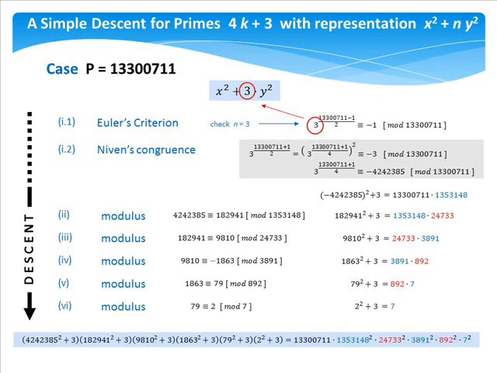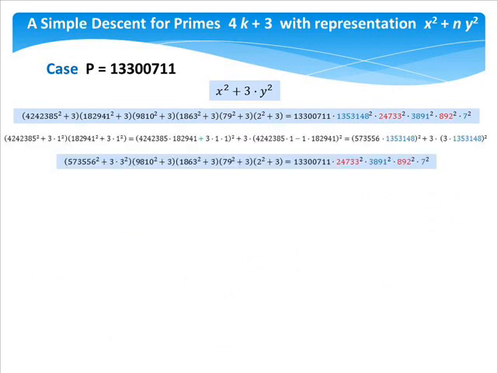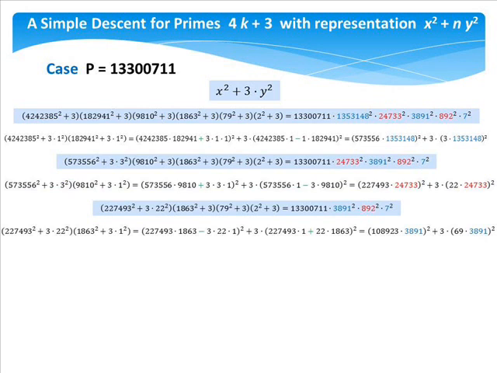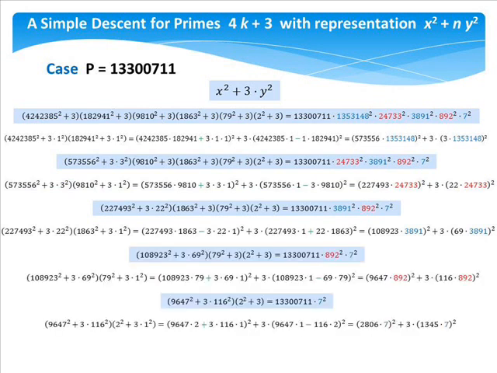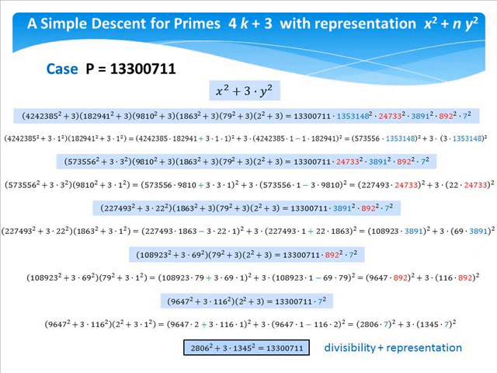Once we got all the squares plus 3, we can then compute the extended Brahmagupta's identity in order to reach the desired solution. In fact, we reached the solution. 13,300,711 can be represented as 2,806 squared plus 3 times 1,345 squared. Thus, we got divisibility plus representation. Later, we'll see that in other values of n, we'll get divisibility but no representation.